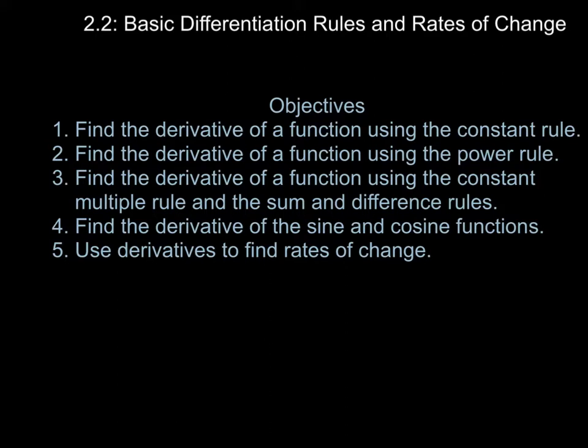The third one is find the derivative of a function using the constant multiple rule and/or the sum and difference rules. Fourth one is find the derivative of the sine and cosine functions. And the fifth one is use derivatives to find the rates of change. So it looks like we have a lot to do, but luckily we've done some of this already. You did it in class on Thursday.